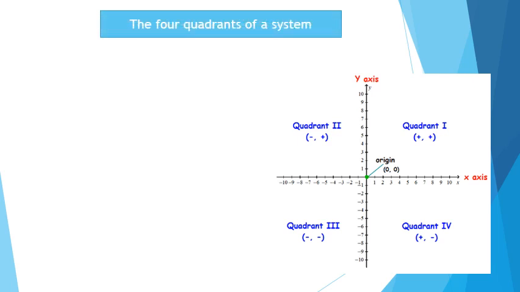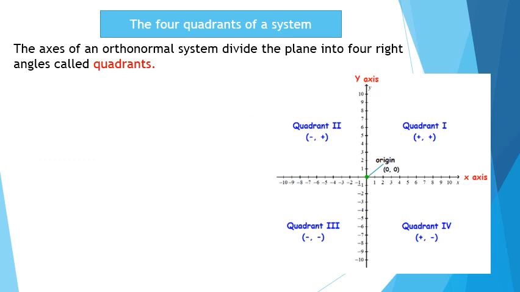What are the four quadrants of a system? The axes of the orthonormal system divide the plane into four quadrants. The first one here has positive abscissa and positive ordinate. The second quadrant has negative abscissa and positive ordinate. The third one has both negative abscissa and negative ordinate, and the fourth one has positive abscissa and negative ordinate.